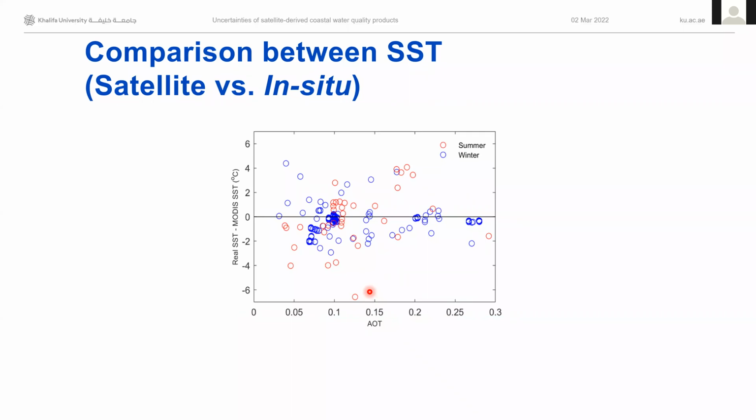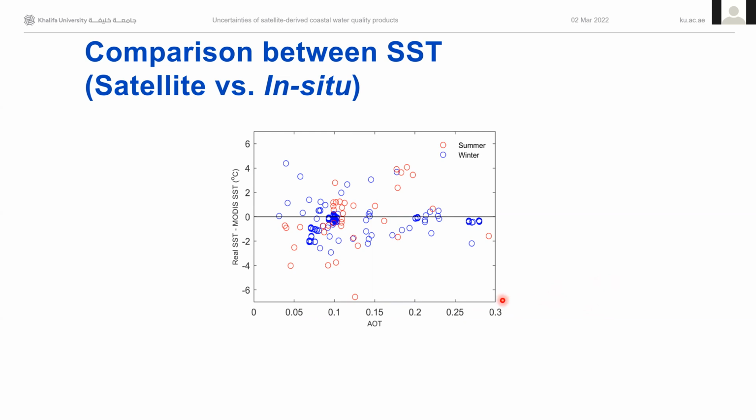So if we compare the bias with the aerosol optical thickness during these campaigns, during these days of the station, we could see that there is not really a clear correlation between the bias and the AOT. Referring to another study done before, they mentioned that the bias could be caused by the AOT if AOT exceeds 0.3. However, based on the field campaign data, the maximum AOT was 0.3, so we could not see the impact after 0.3.